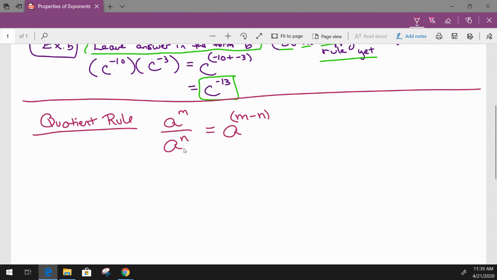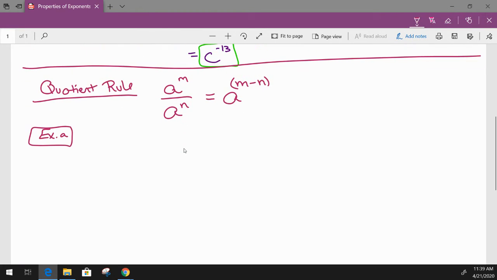So again, doing a couple examples here. Example A, if I have the number 3 to the 4th power divided by 3 to the negative 11th power, it will equal 3 to the 4th minus a negative 11. So be careful when you have a negative exponent in the denominator. If you're subtracting a negative, that becomes positive.